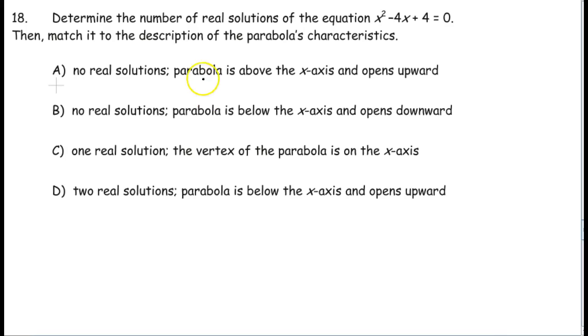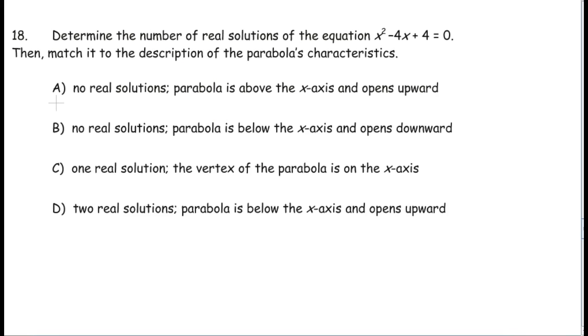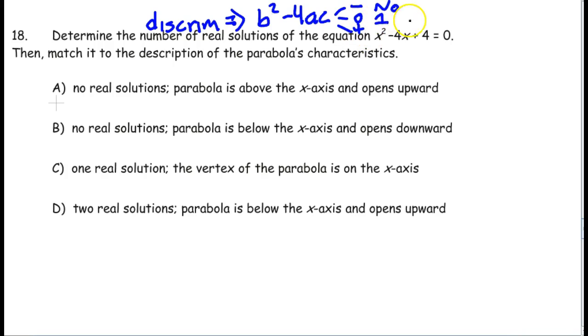Okay, let's do a little bit of determine the number of solutions. Okay, so that's going to be the discriminant. Okay, and that is b squared minus 4ac. We're looking to see if it's negative, is it 0, or is it positive? If it's negative, there's no answers. If it's 0, there's one answer. And if it's positive, there's two answers. Alright, so we can figure that out.